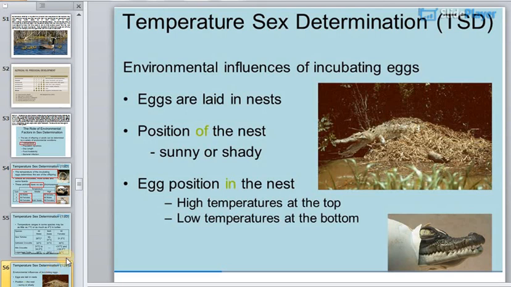And here we see it's not always only temperature; it can be the sunny or shady side of the nest. We talked about the position of the eggs in the nest, and egg position in the nest with a high temperature on the top or on the bottom.